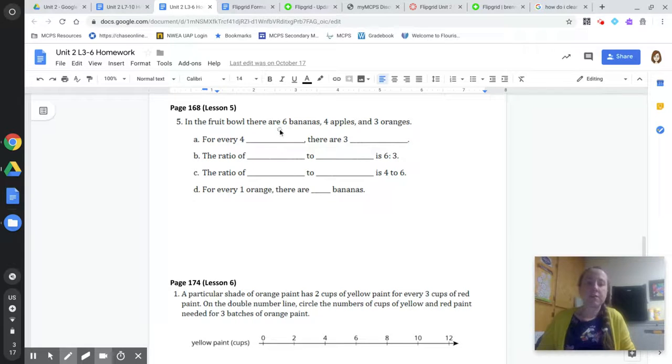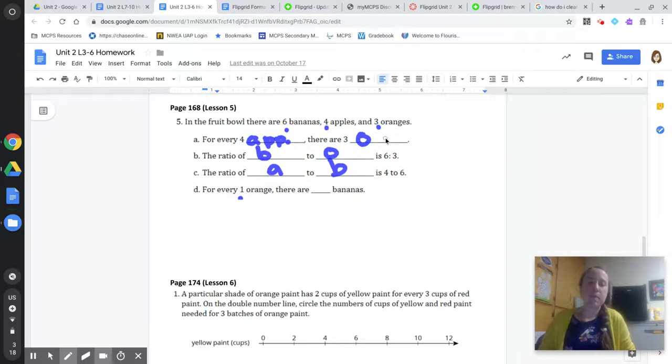So we know that in the fruit bowl, we have 6 bananas, 4 apples, and 3 oranges. So for every 4 apples, there are 3 oranges. The ratio of blank to blank is 6 to 3. So 6 was bananas. The ratio of bananas to 3 was oranges is 6 to 3. Let's look for 4 to 6. That would be the ratio of apples to bananas is 4 to 6. And let's break that down to an equivalent ratio. For every 1 orange, there are some number of bananas.